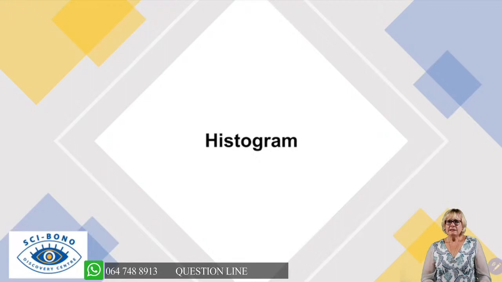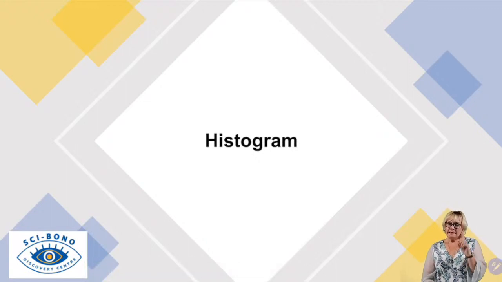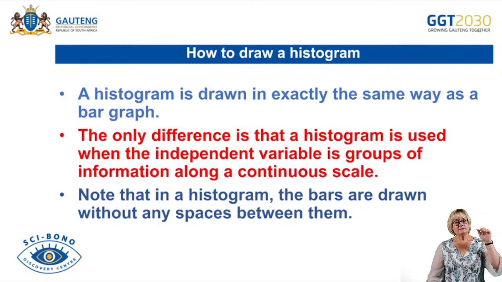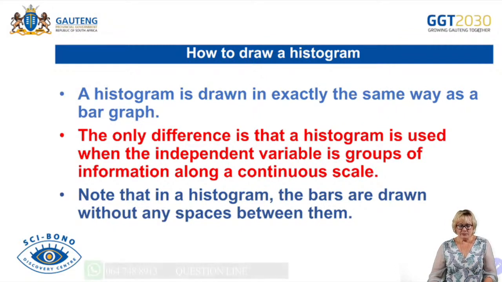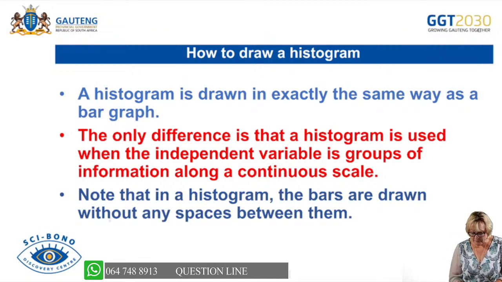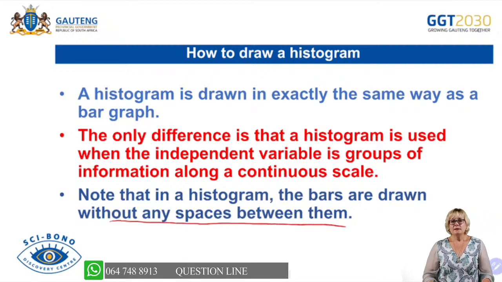Sorry. Let's look at a histogram. Remember what I said. A histogram is like a bar graph, but the bars are touching. That's a histogram. How to draw a histogram? A histogram is drawn in exactly the same way as a bar graph. So you have a heading, you have a y-axis, you have an x-axis, you're going to have bars, but remember the difference. The only difference is that a histogram is used when the independent variable is groups of information along a continuous scale. Note that in a histogram, the bars are drawn without any spaces between them. This is very important. That's the difference.